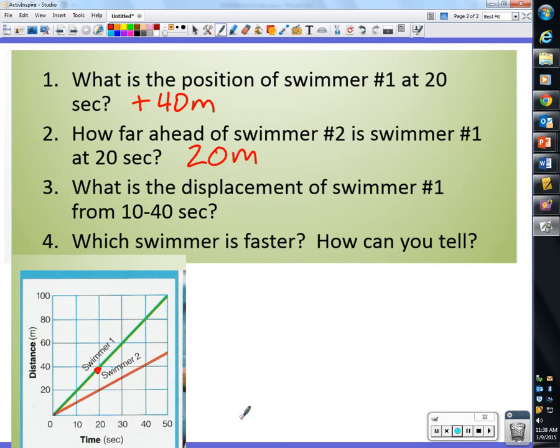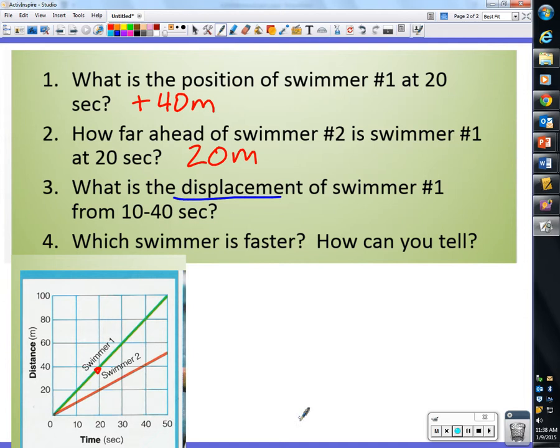20 meters? Did I do that right? Yeah, okay. In that case, we don't really need a positive or negative, because it's just asking us for a distance. How far? So we don't really need that positive, negative. It's just a distance there. Okay? Number 3, what is the displacement?